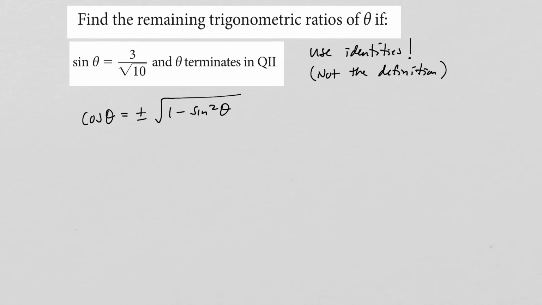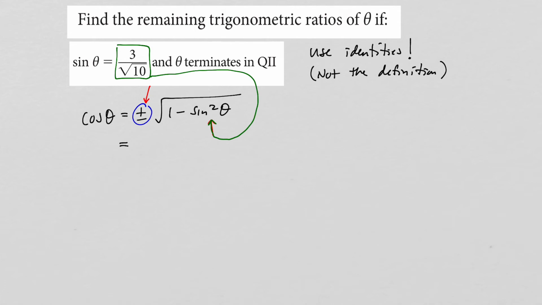Now, to do this problem, we have to do a couple of things. First of all, we have to choose whether it's positive or negative. It's not both. And then the second thing we have to do is plug in the value for sine of theta. Now, the sine of theta, that's pretty simple. They told us that sine of theta is 3 over the square root of 10, so that's what's going to be plugged in right here. But we still have to choose the positive or negative.